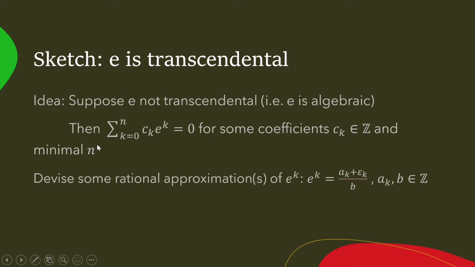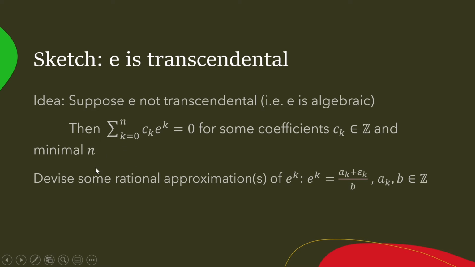And so potentially there could be many integer polynomials which have e as a root. So the degrees of some of those polynomials might be bigger than the degrees of others. So let's just take a polynomial which has e as a root where n is as small as possible, so the smallest possible degree integer polynomial.